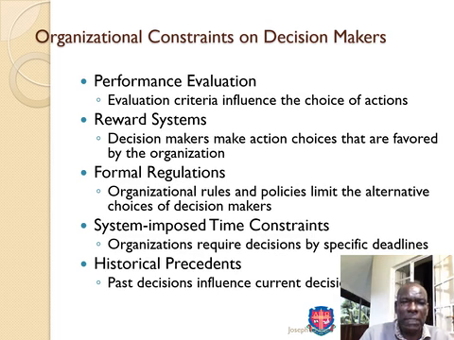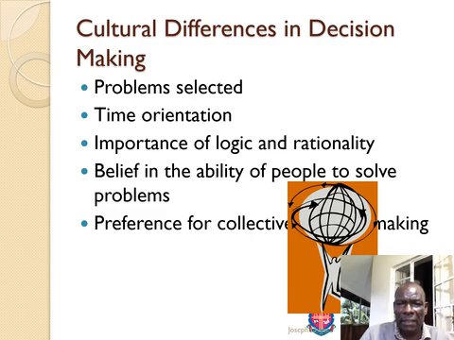So what are the constraints to decision making? Performance evaluation, reward system, formal regulations. Organizational rules and policies limit the alternative choices for decision makers. System-imposed time constraint. Organizations require decisions by specific deadlines, and then historical precedent. Past decisions influence current decisions.